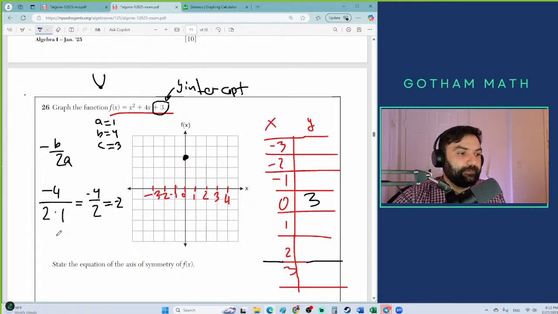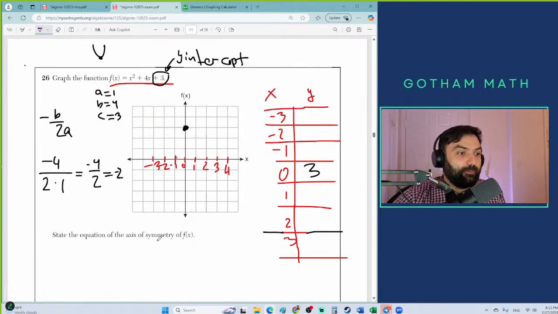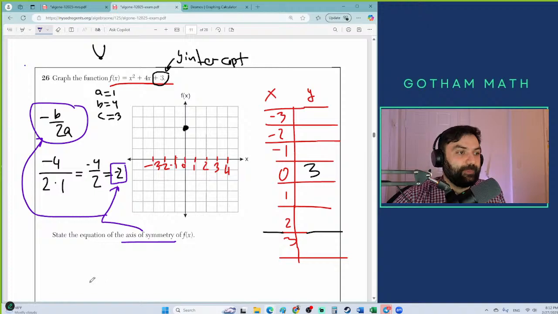How? This is how. Oh, by the way, look at this. State the equation of the axis of symmetry. This is what we just found, just so you know. This is how you find the axis of symmetry. So we do have to go this way, I guess. The equation for the axis of symmetry will be x equals -2. This is the answer. Now, back to graphing.